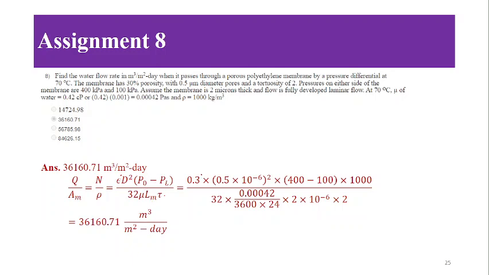So we plug in the values maintaining the units here. So here this is in Pascal second. However, we need to find out the water flow rate in meter cube per meter square day. So Pascal second needs to be converted to Pascal days. So you divide by 3600 into 24, and here you get the value as 36160.71 meter cube per meter square day.